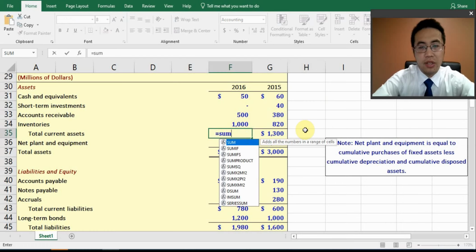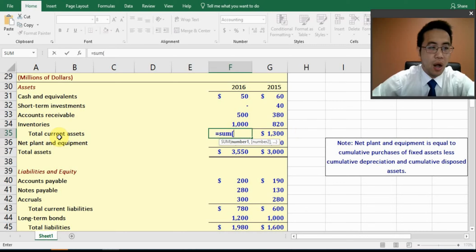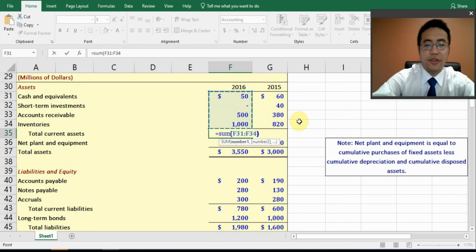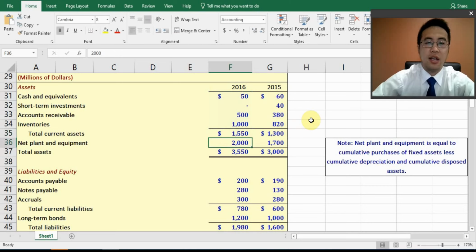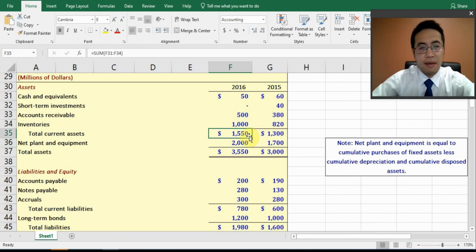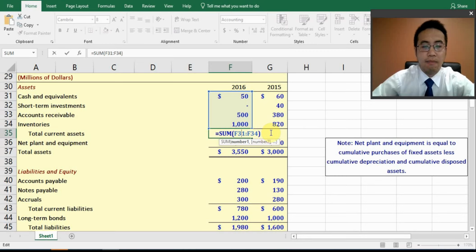I put a sum standing for summation. As we all know, the total current assets is a summation of all these sub items: cash, short-term investment, account receivable, and inventories. So I just circle all of them, close the parentheses, and then hit enter. Although the output is still the same number, you would see I have built a formula behind the result. And that is what I want to see for your assignment submission.